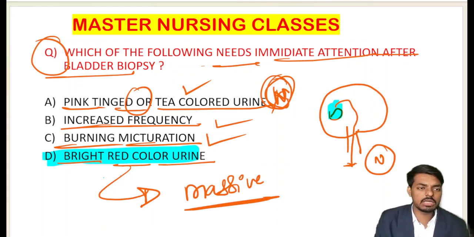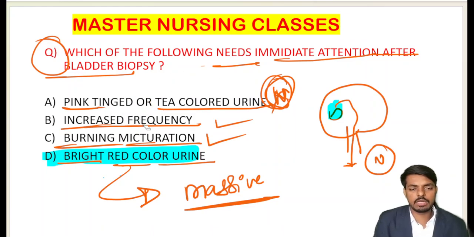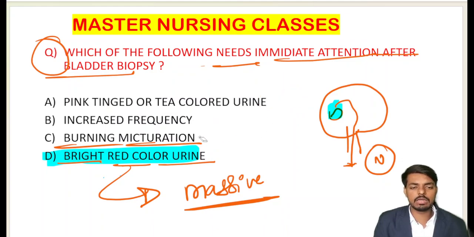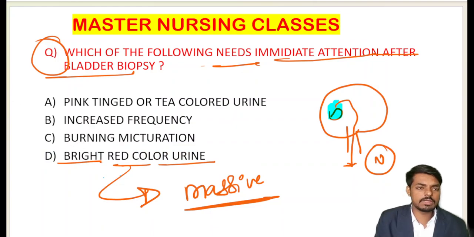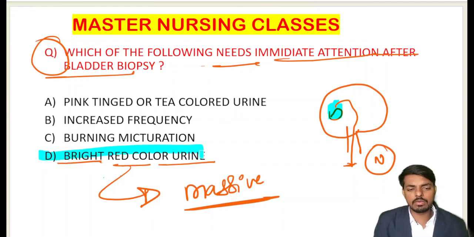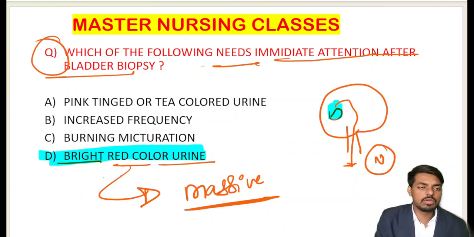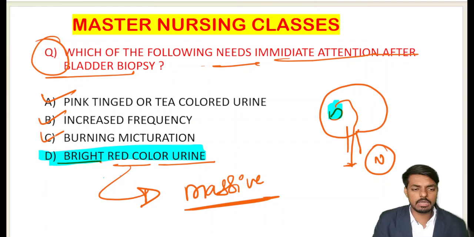Who all gave option D as the correct answer? Your answers are very correct, students. Pink-tinged urine, burning micturition, and, very importantly, increased urine frequency are all normally accepted in a patient who has undergone a bladder biopsy. Hope the concept is very clear.